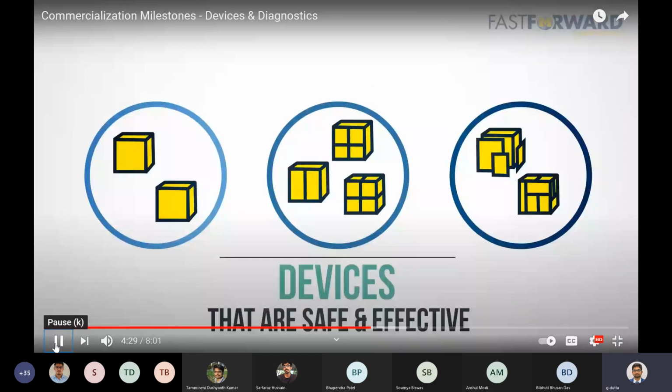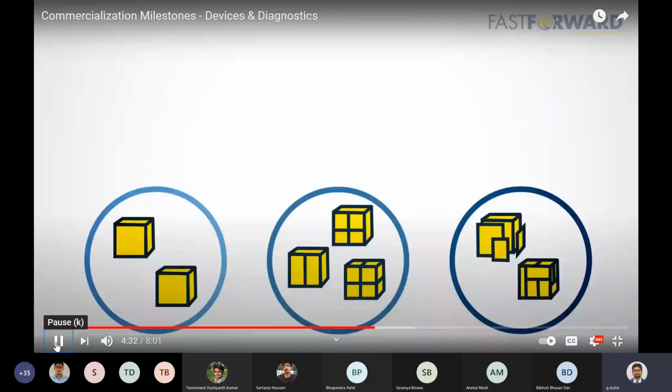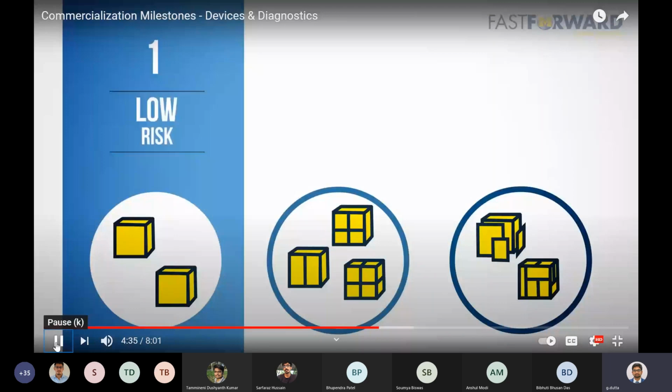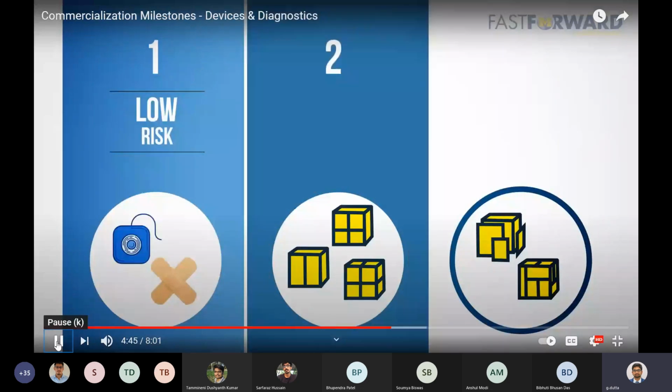Class 1 devices pose the least risk to the patient and frequently only require a registration as manufacturer of record with the FDA. Think elastic bandages or dental floss. Class 2 devices pose a moderate amount of risk and most often require a pre-market clearance from the FDA before they are sold.